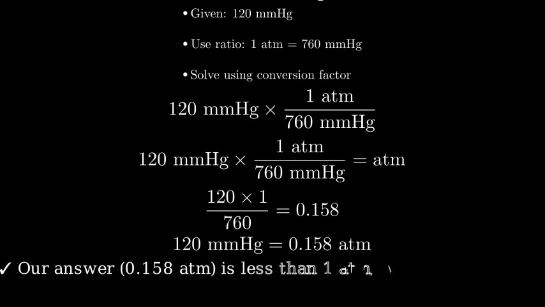To verify our answer makes sense, remember that 1 atmosphere equals 760 millimeters of mercury. So our blood pressure reading of 120 millimeters of mercury should be less than 1 atmosphere.